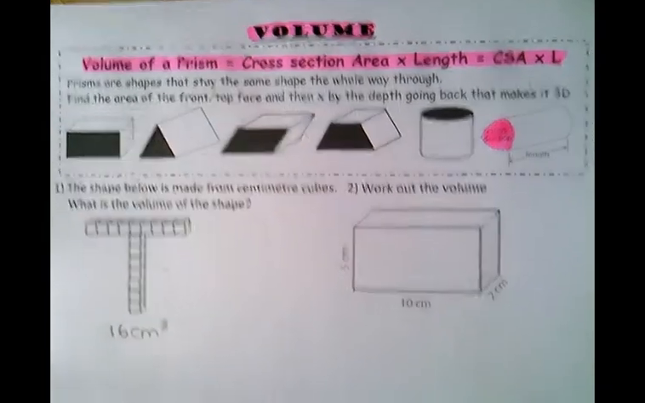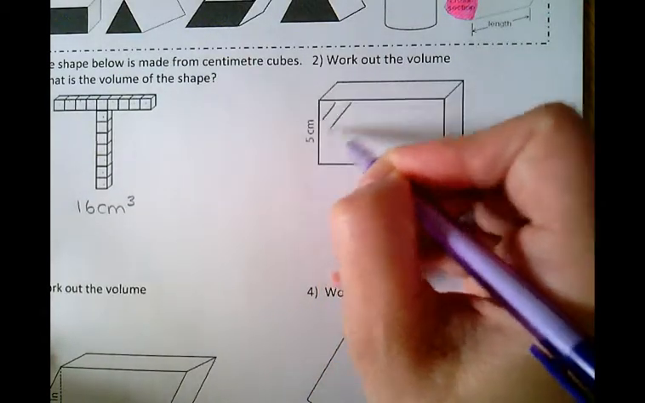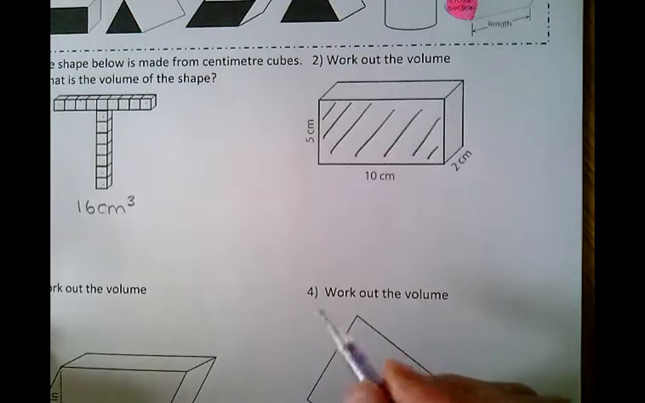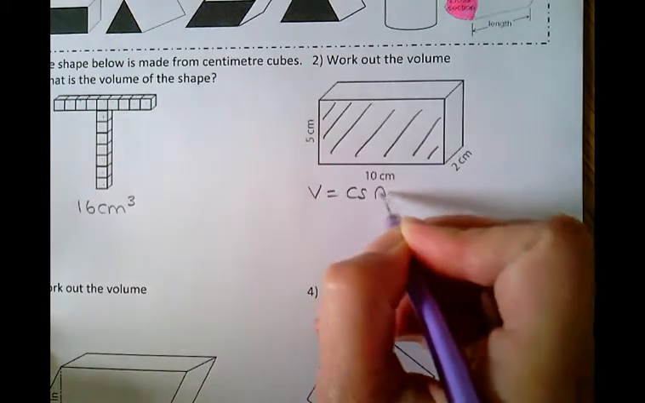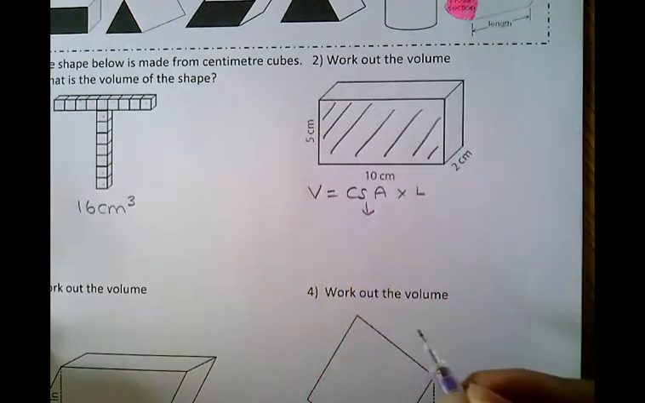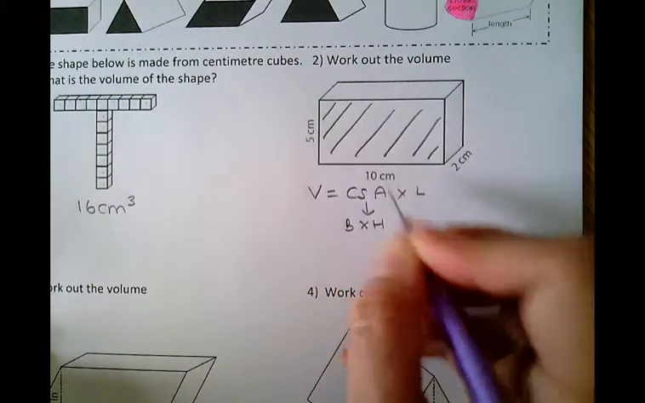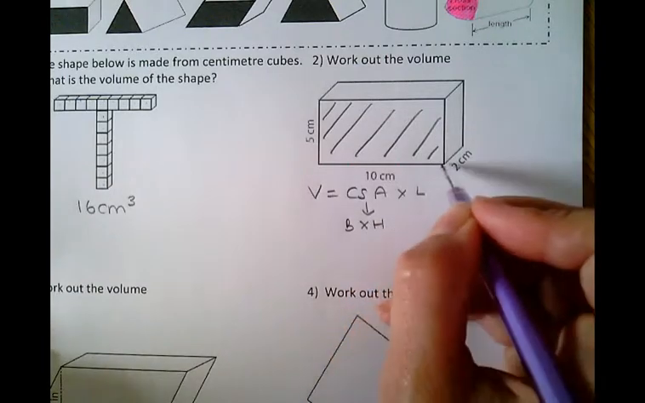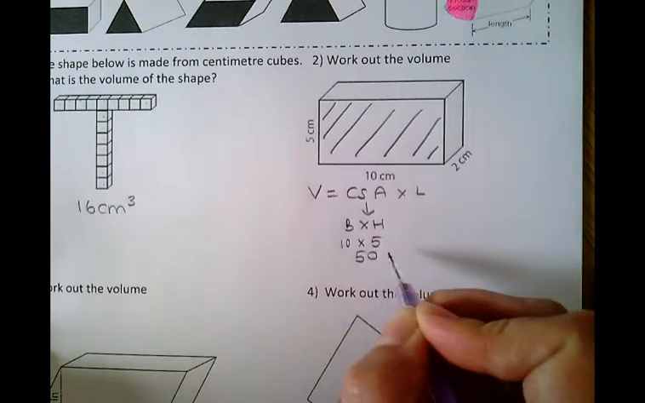Okay, so the first shape here is just a cuboid. So the cross section for that would just be that rectangle at the front. So I'm going to find the area of the rectangle. So first of all, I would always write out the formula. So volume equals cross section area times length. Then do a wee arrow down from cross section area and write out your formula for the cross section. So the cross section of that rectangle is base times height, so that would be 10 times 5. So 50 for the cross section.